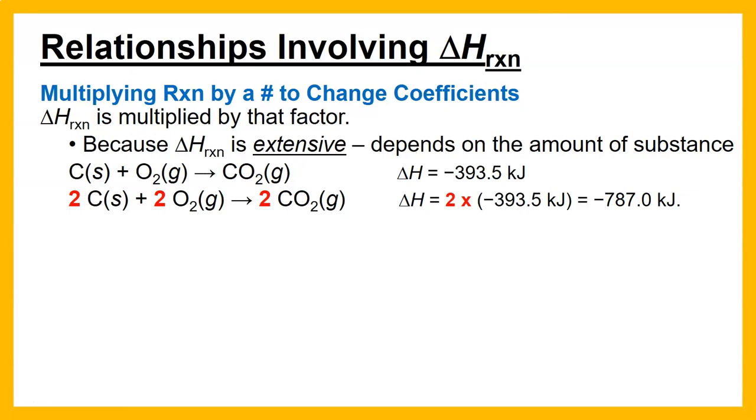It's an extensive property. The quantity of material matters. We have more bonds being made and broken. We're going to have more energy being transferred. So I can use that multiplying trick to adjust my coefficients when I'm trying to piece my puzzle together in a little bit. Another thing you can do is you can reverse a reaction.